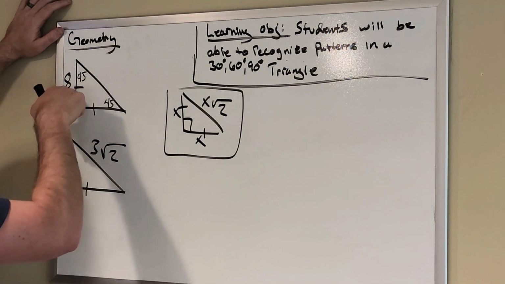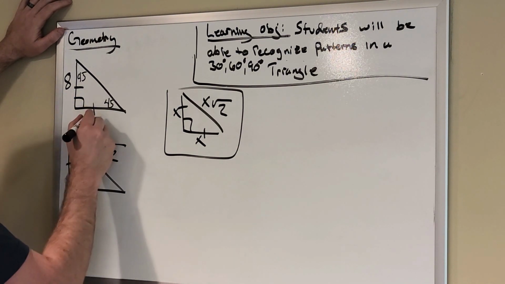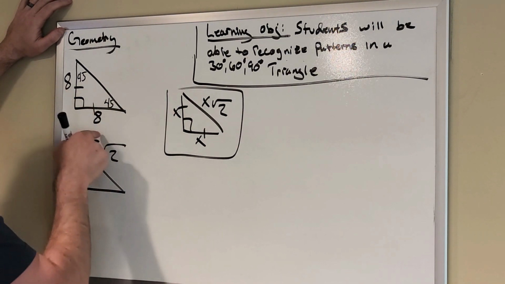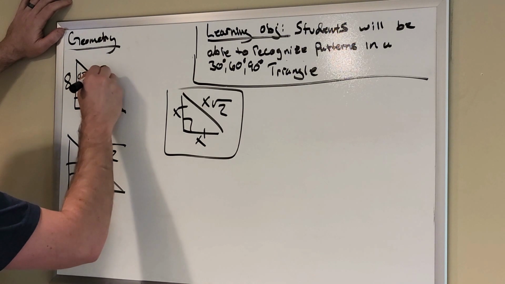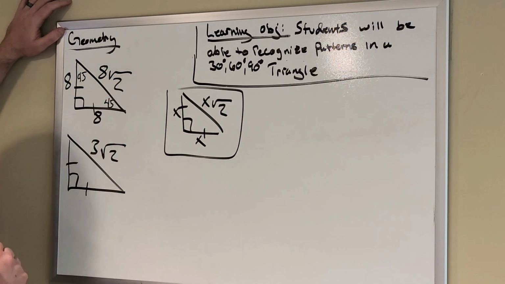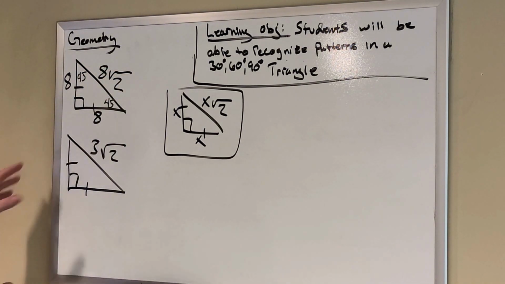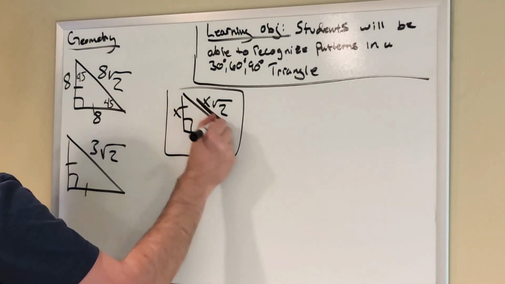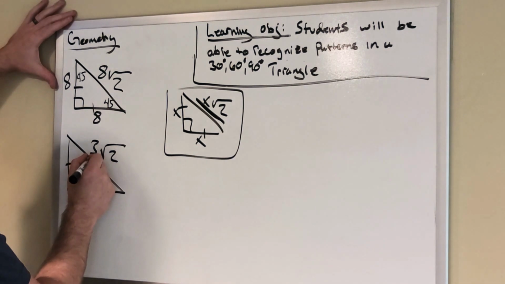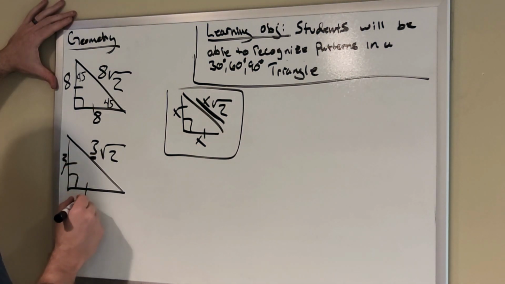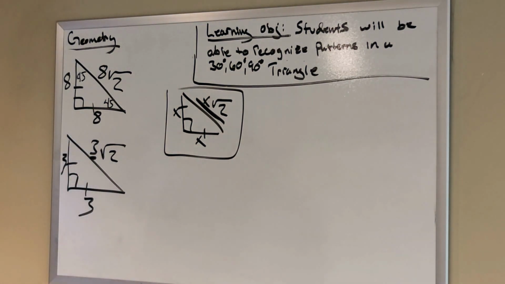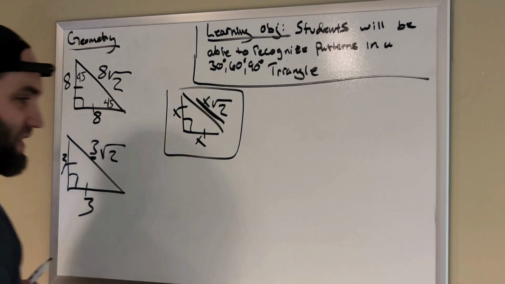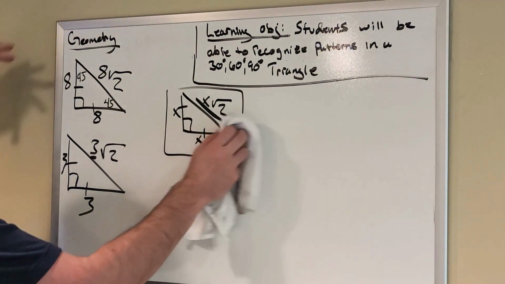So let's take a look at what this one looks like. I'm missing two sides here. These two are going to be the exact same, because this will be x and x. And then this one is x square root 2, so it'll just be 8 square root 2. This one down here, it's the exact opposite, where we're given this x square root 2 side, and we see that that's 3, so this is 3 and that's 3. Easy enough. That's my 45, 45, 90 triangles that we went over in the last video.